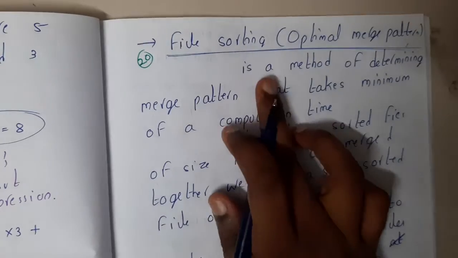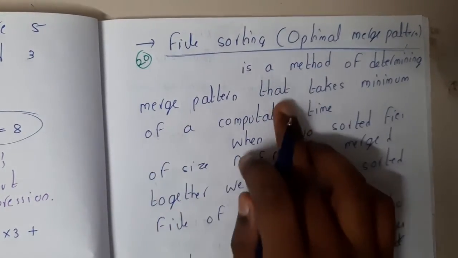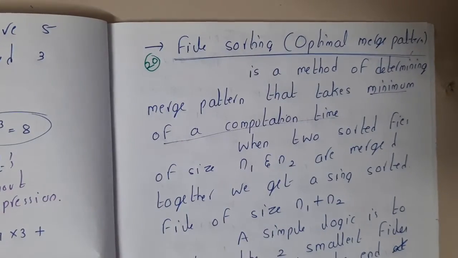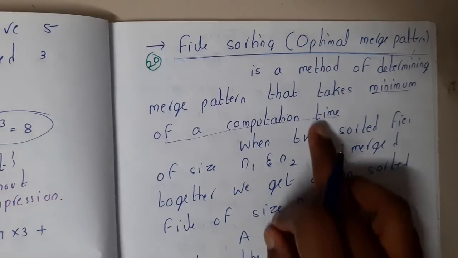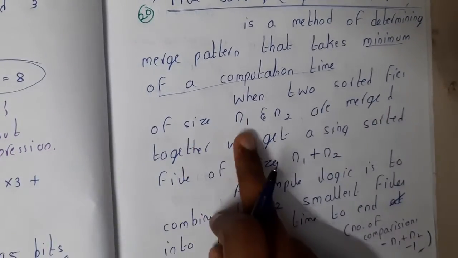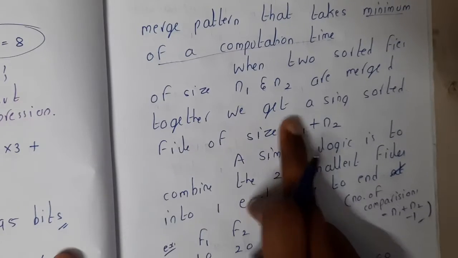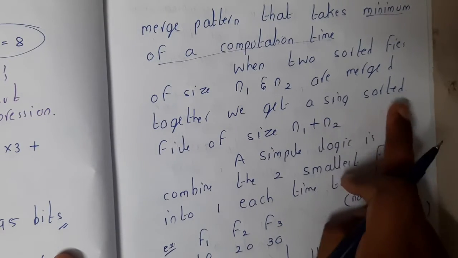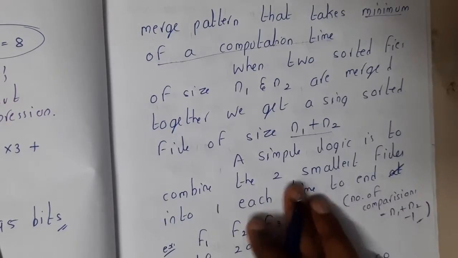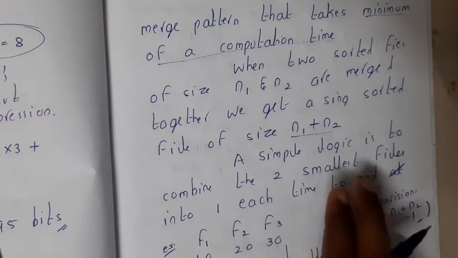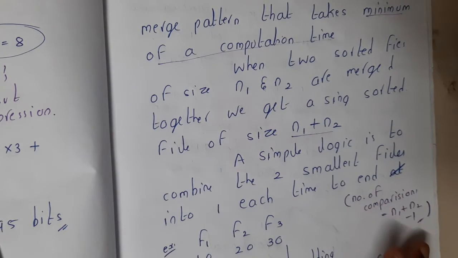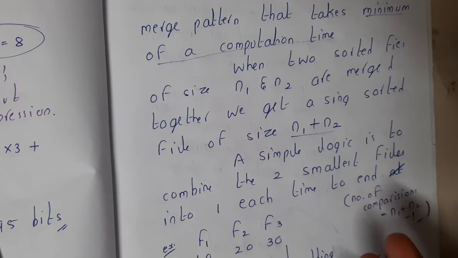It is a method of determining a merge pattern that takes a minimum amount of computation time. So the time it should take is less. Here we calculate time with respect to the number of movements. When two files of size n1 and n2 are merged together, we get a sorted file of size n1 plus n2. A simple logic is to combine the two smallest files into one and continue that process. So that is the logic here, guys. Now you got an idea, right? It's quite simple, right?